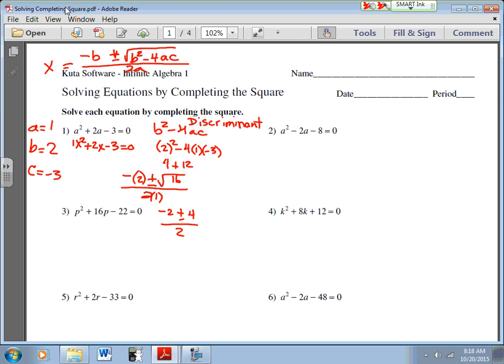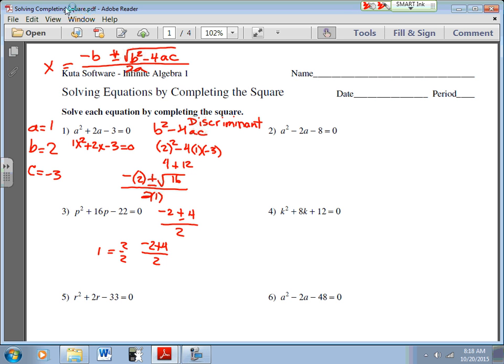What's one of them? Somebody tell me one of them. One of them is 1. Tell me how you did that first one. Negative 2 plus 4. Okay, negative 2 plus 4, and then you divided it by 2. That gave you a positive 2 on the top. 2 over 2 is 1.